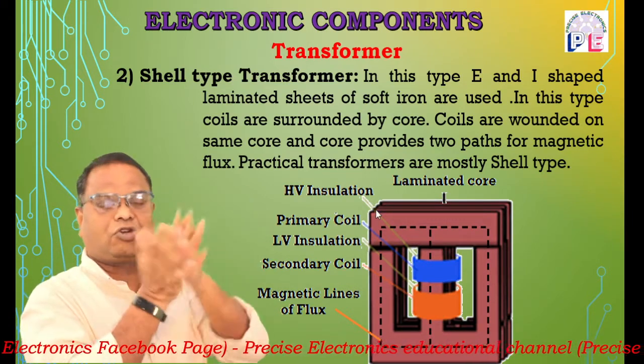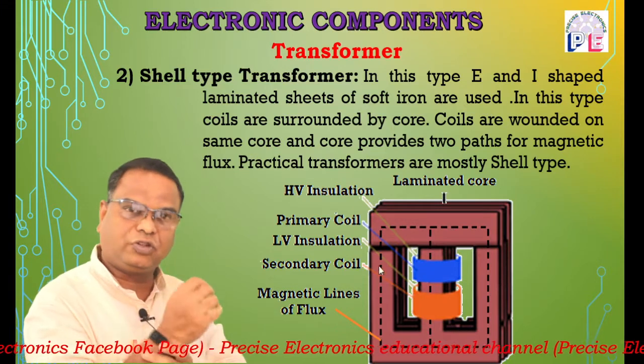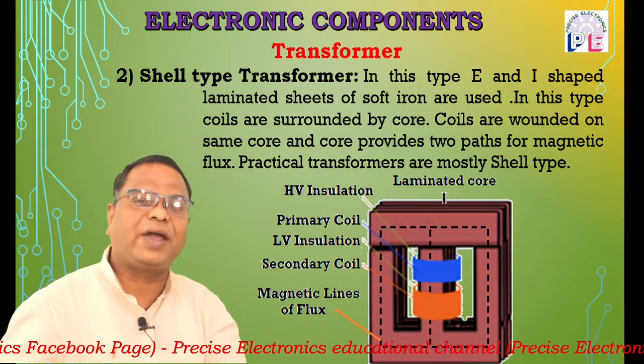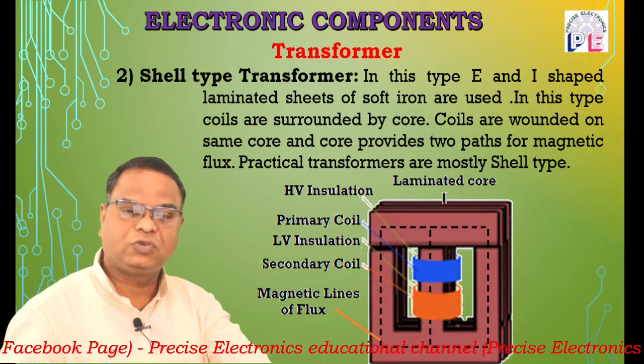That means the coil gets surrounded by the core. So that is the shell type transformer, which provides two different paths for magnetic flux lines.